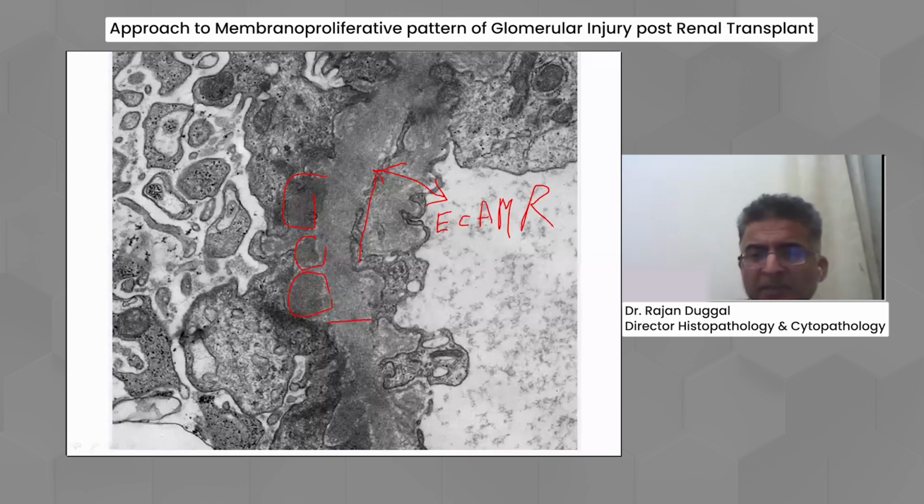Okay, so what is the possibility? You can consider two possibilities. Either there is early chronic AMR with coexistent membranous. Now we did PLA2R, that is negative. Serum anti-PLA2R antibodies were also negative.